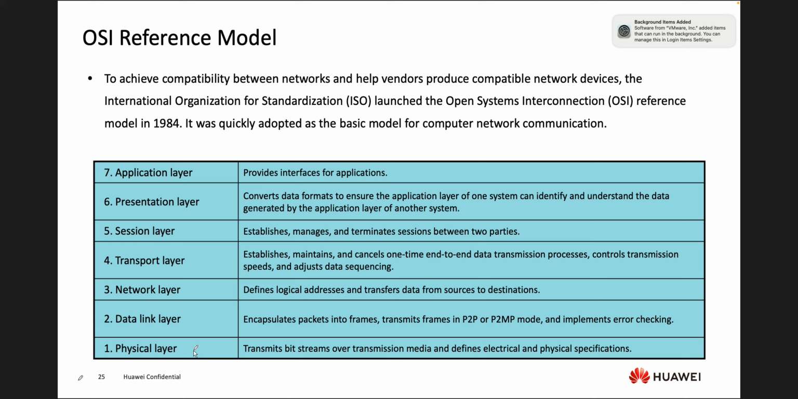It has the physical layer, which is your cable medium, and the data link layer, which is for your switches, and what they do is encapsulate packets into frames or vice versa. It also has error checking. And then you have the network layer, which looks at your logical addresses and transfers from source to destination. So they use IP addresses.